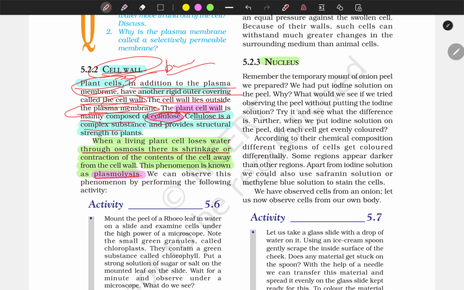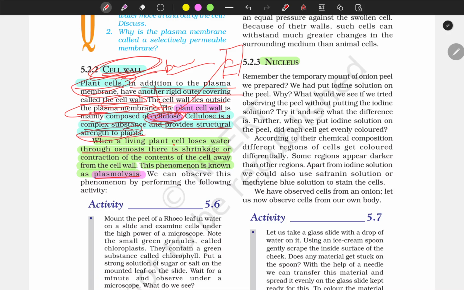The plant cell wall is mainly composed of cellulose. Cellulose is a complex substance and provides structural strength to the plant. So the plant body is hard, and this is because of the cell wall, which is made of cellulose.